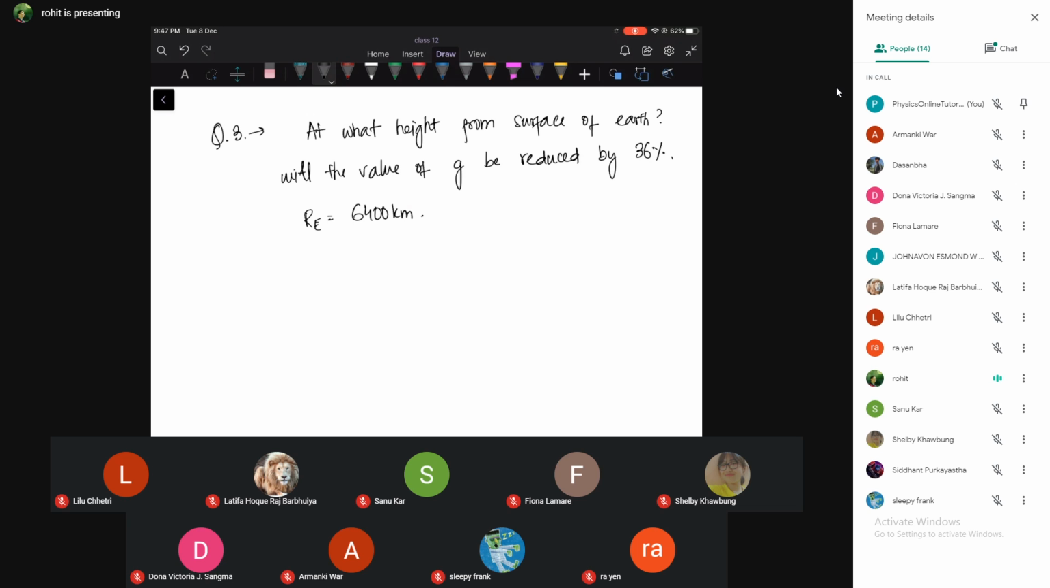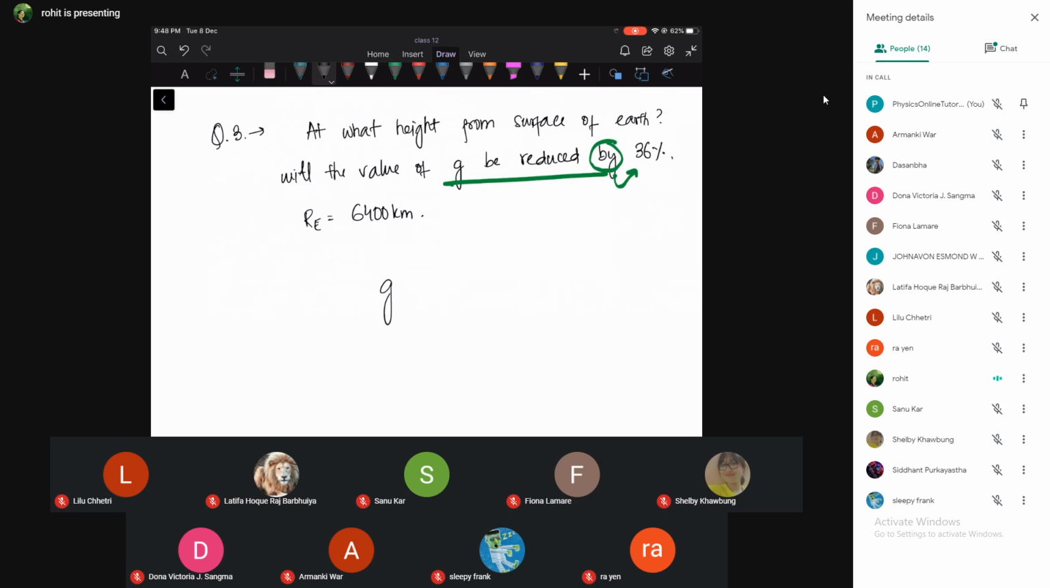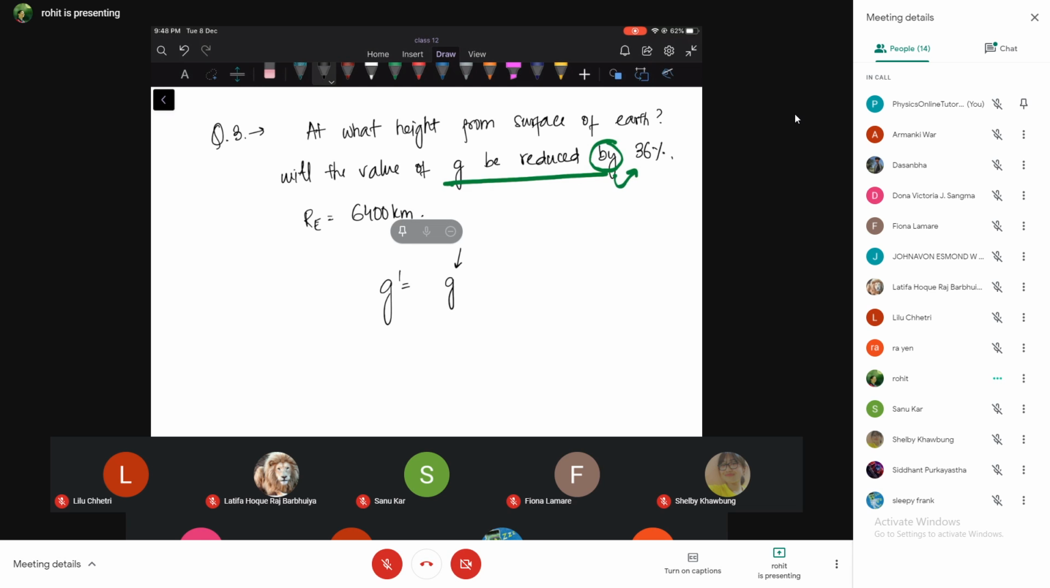Now this is a bit different. You can already understand why it's different. The question does not say that g has become 40%. Let's say it is not equal to 36% of g. This is wrong. The question says the value of g has been reduced by this much amount. Now you tell me, what will be the value of g prime? Is it going to be 36% of g, or how much? Is it going to be g or less than g? First tell me that.